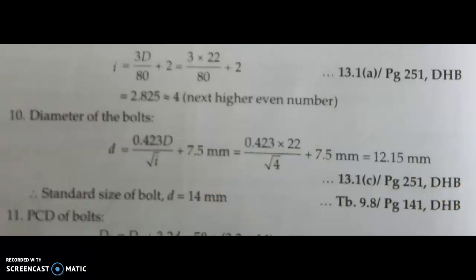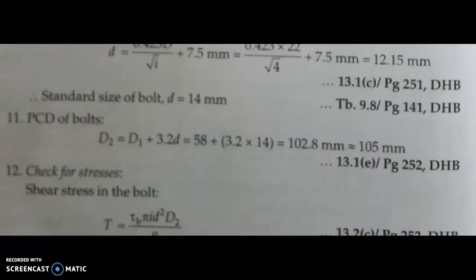Next one, the pitch circle diameter of the bolt. How will we find the pitch circle diameter? Again, it is given in the data book, page number 252, equation number 13.1e: d2 is equal to d1 plus 3.2d. We already calculated d1, and we already know small letter d, the diameter of the bolt. If we substitute these values, we will get d2 equal to 102.8, and rounding to the higher value, it is equal to 105.